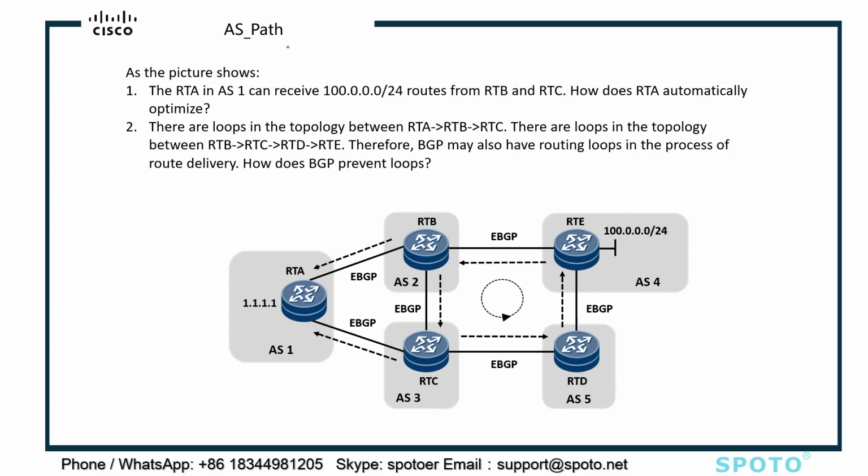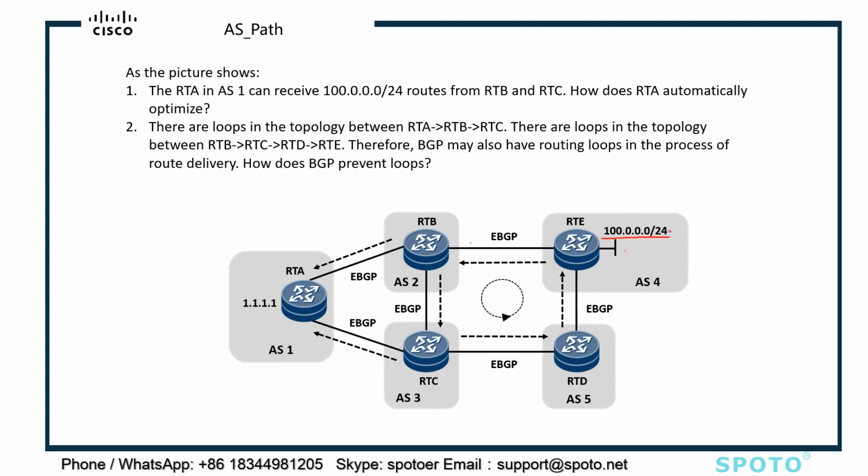So the AS path is very, very important because it can solve the problems we just talked about at first. We can see in this topology that we have 5 different AS. And in AS4, we have one network segment, 100.0.0.0 with mask length 24.